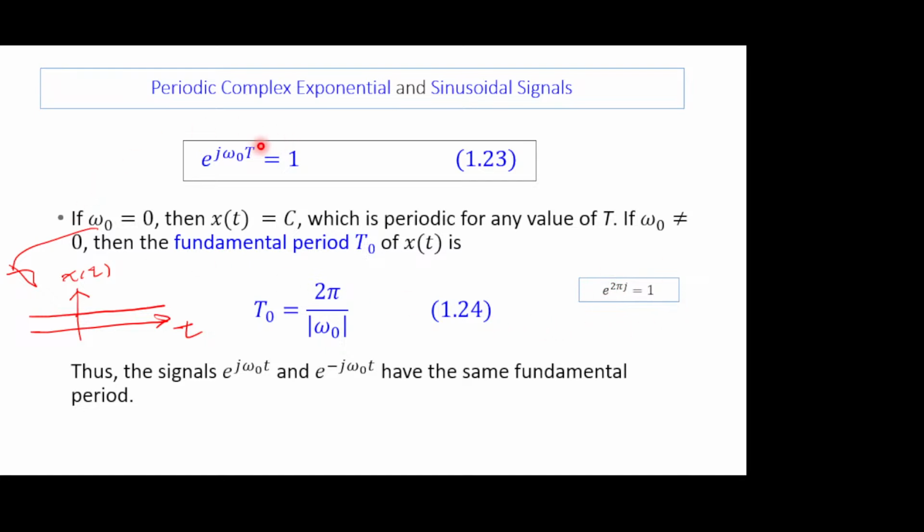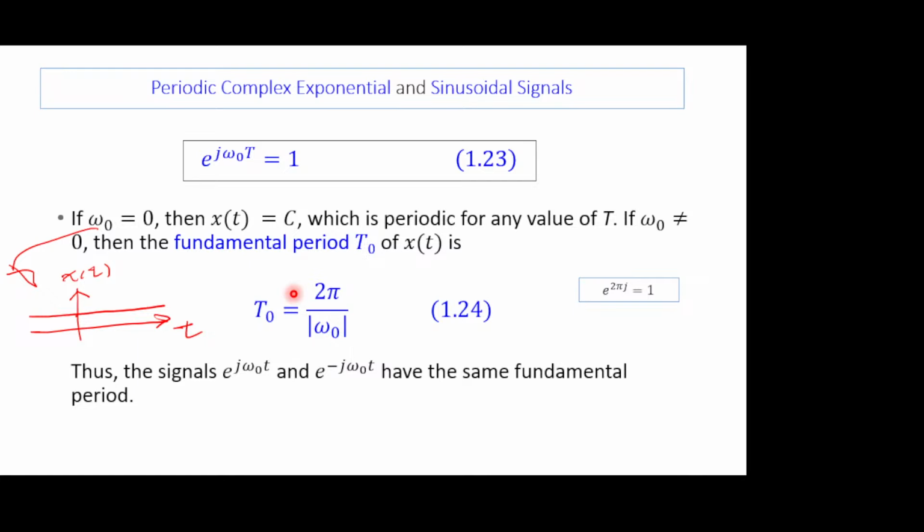Okay? And yeah, so we compare this to this, then we realize that if we want to make this whole exponential equal to 1, then the smallest possible omega 0 t should be 2 pi. Right? So yeah, the fundamental period, this big T, should be 2 pi divided by omega.